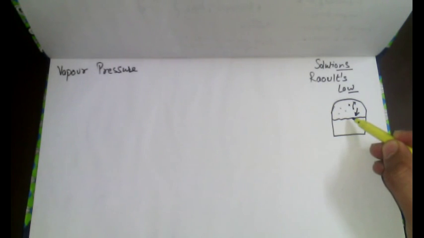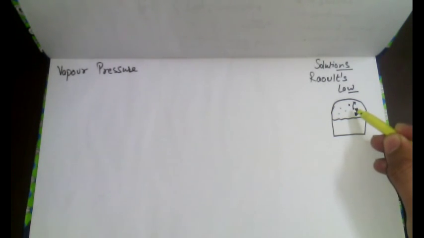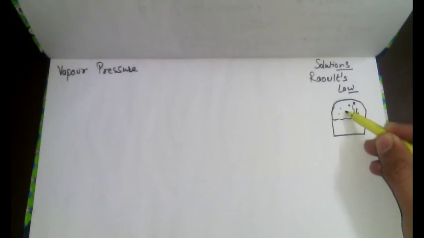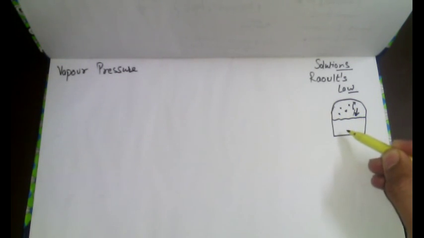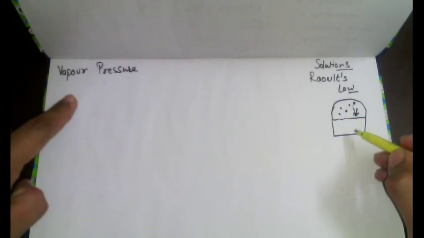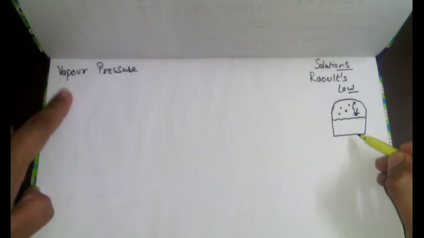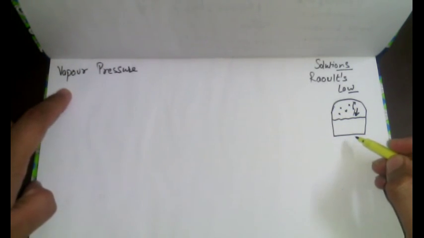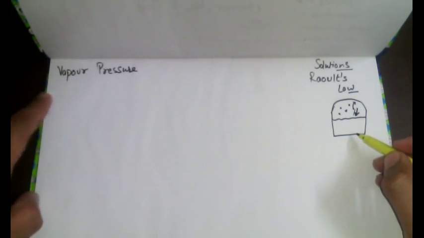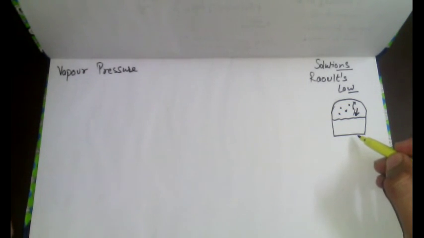These molecules keep on striking the surface of the jar and the surface of water. When this number of particles evaporate, we say that a vapor pressure in the jar has been developed. Now the concept of vapor pressure is clear to you.